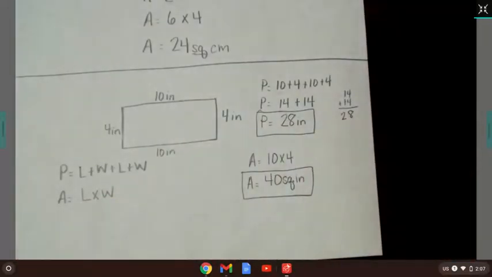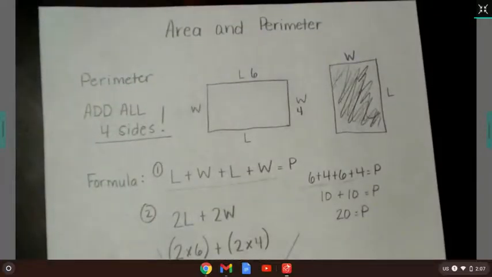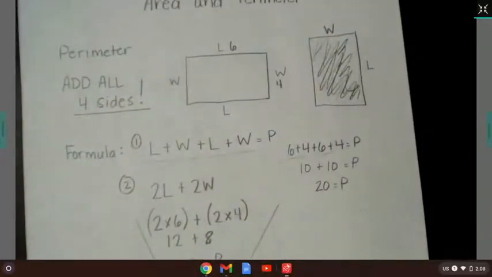Guys, you're going to be doing Zearn lesson 1 on Wednesday, lesson 2 on Thursday, and lesson 3 on Friday, and it's going to be talking about area and perimeter. If you need help and you're on Zearn, pull this video back up and go through everything that I talked about. That's really going to help you with these lessons.